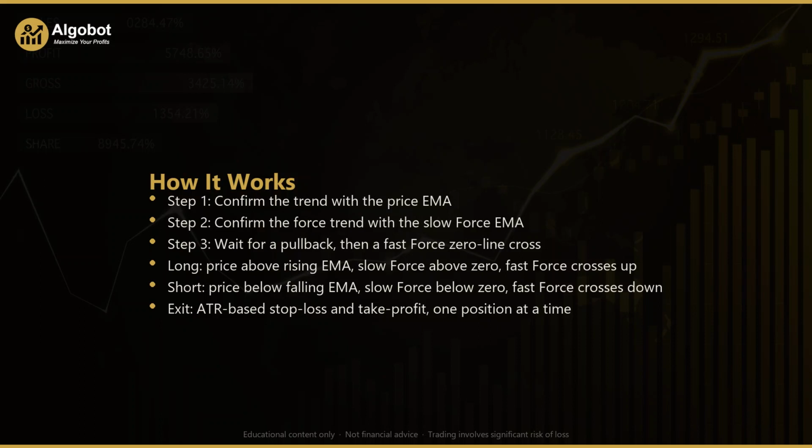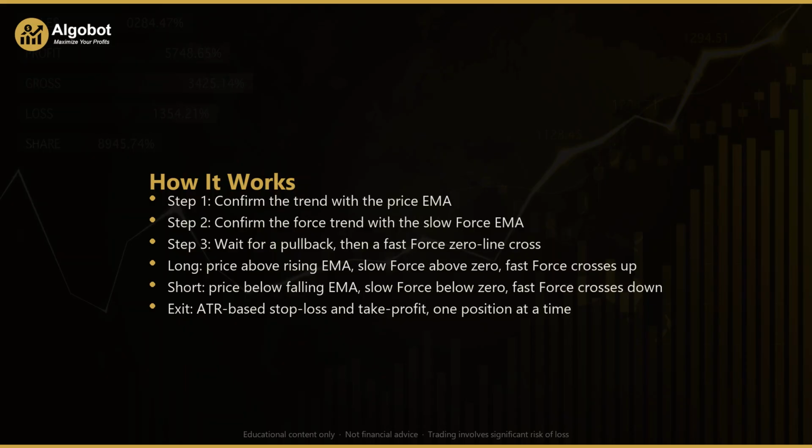The idea behind this timing is that in an established trend, the fast force dips against the trend during a pullback and then returns through 0 as the dominant side reasserts itself. The strategy aims to join that resumption at a more favorable pullback price, with the medium-term force still on its side. Risk management is handled with the average true range.